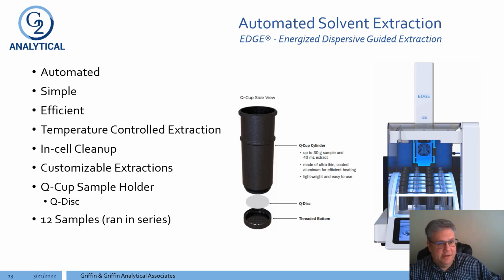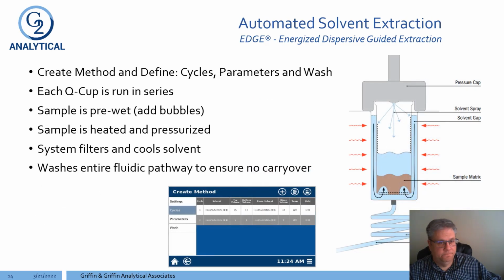I don't have to tell you a lot about the Edge. It's probably been covered in detail and will continue to be covered in detail in this symposium, but it's automated, simple, efficient. It's a temperature controlled extraction. It's pressurized. You can modify it so that you have customizable extraction methods. It can run 12 samples in series. It is also software controlled, so you basically set up your method and all the definitions there, which are your cycles, your parameters, your washes, things of that nature. Then the whole thing is automated, where each Q-cup is run in series.